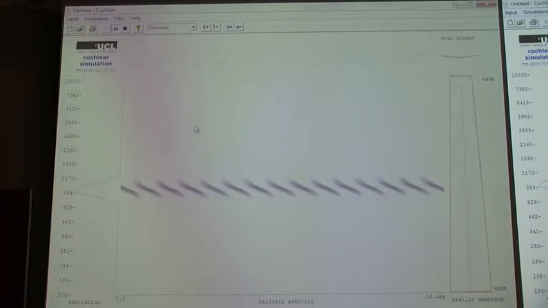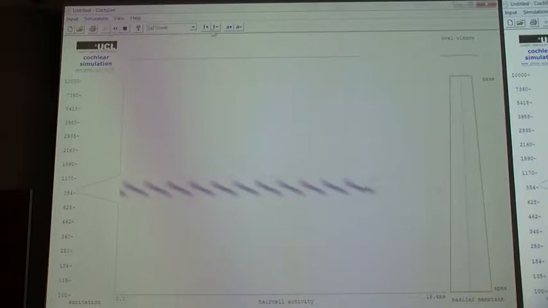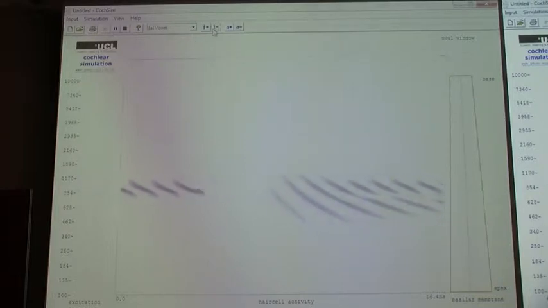And then finally over here we've got what we call an excitation pattern. It's the sum of all of the nerve firing across frequencies. So I'm just going to stick in something really complicated and we'll move on. Take the frequency right down.